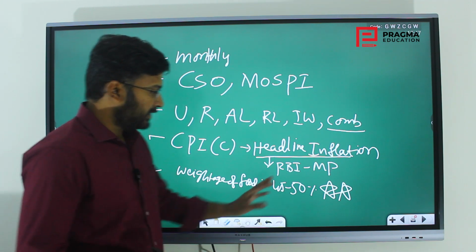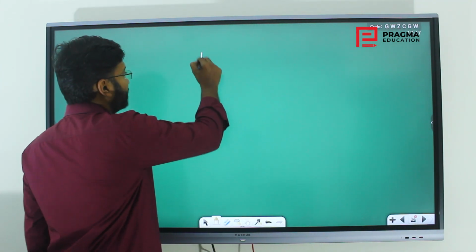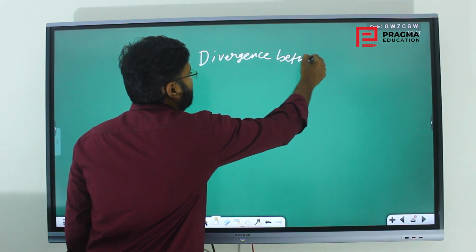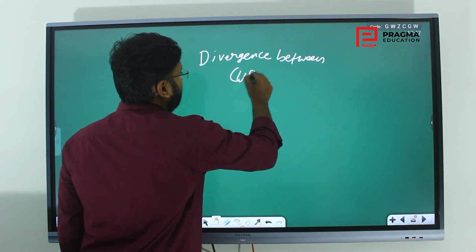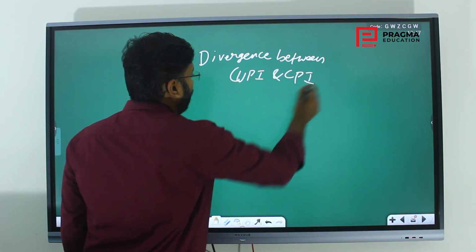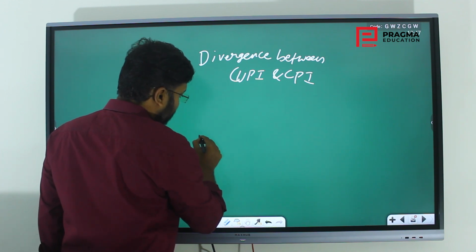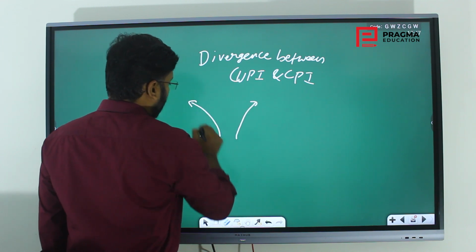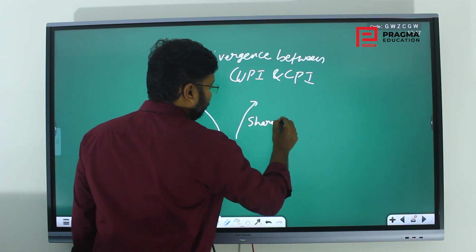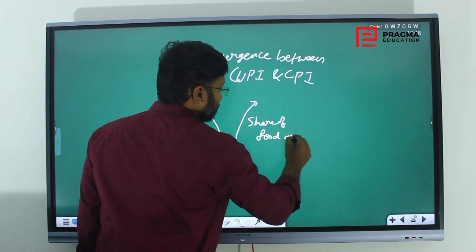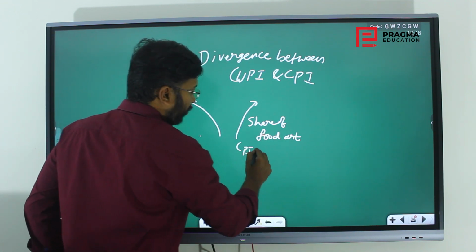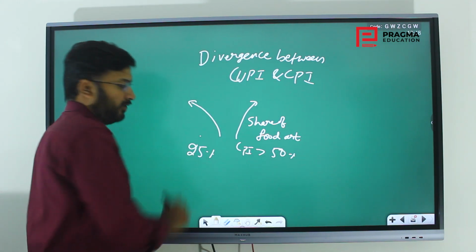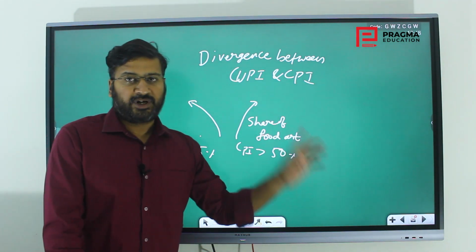This is very important, and this leads to one concept called the divergence between WPI and CPI. What they do is they seem to converge at one point, but they keep diverging after that, because the share of food articles or the weightage of food in CPI is very much more. It's almost 50%, while in WPI it is only 25%. This is what I had told in the weightage of food.